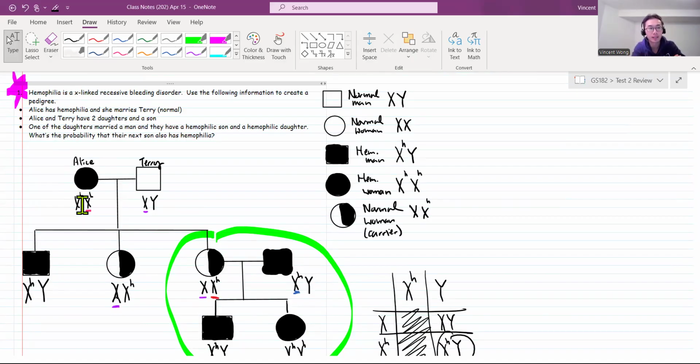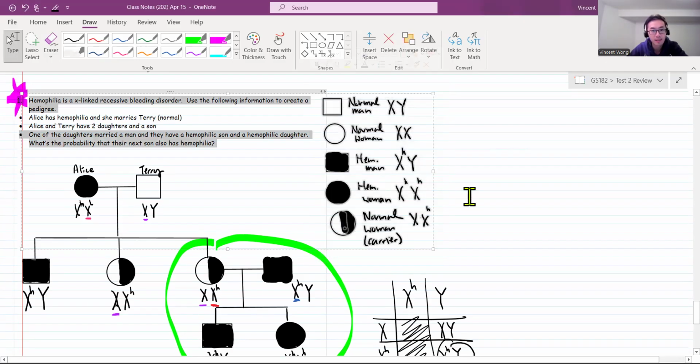Practice drawing the pedigrees. Do you guys understand? Do you understand how to set it up with these symbols?